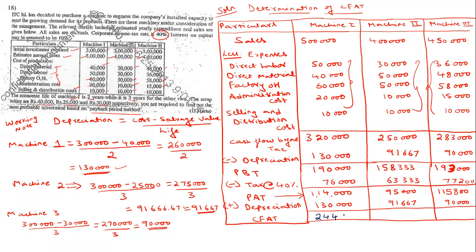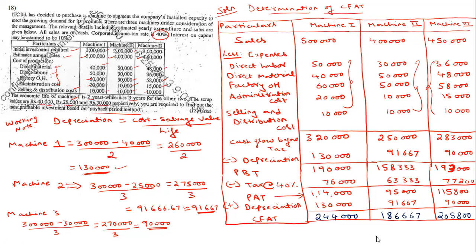2,44,000 for machine 1, that I get by adding the depreciation of 1,30,000 to the PAT 1,14,000. In the same way, 95,000 plus 91,667, I'll be getting 1,86,667. In the same way, if I proceed with 1,15,800 and 90,000, I will be getting 2,05,800. You can see here you have arrived at CFAT. Now, probably you'll be thinking, what is next, right?